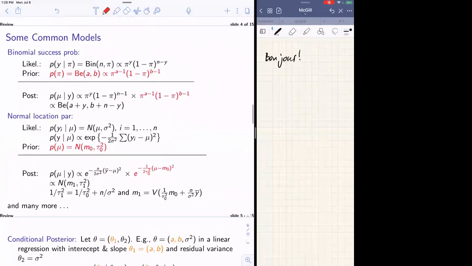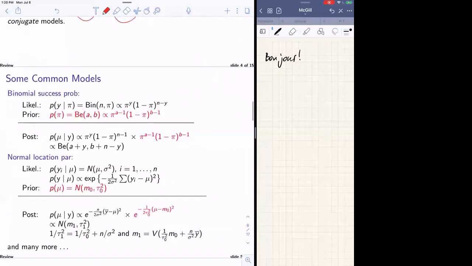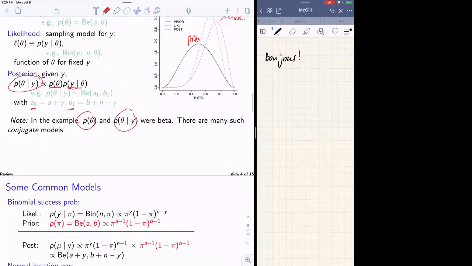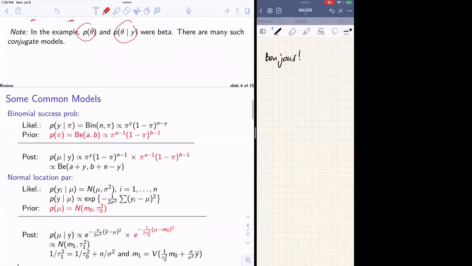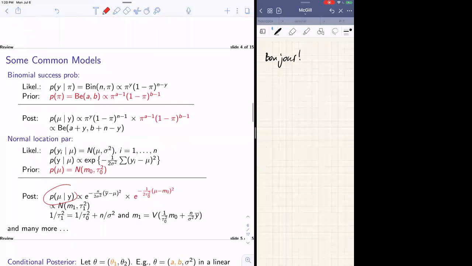So just to record the same one again that we just saw: binomial likelihood, beta prior gives a beta posterior. And there are many more like this. Here's another common one. If you have a normal sampling model and a normal prior on the unknown normal location parameter, it turns out the posterior on the unknown normal location parameter is again a normal distribution. So prior and posterior live in the same family. And there are many, many more. I don't want to go down the long list.